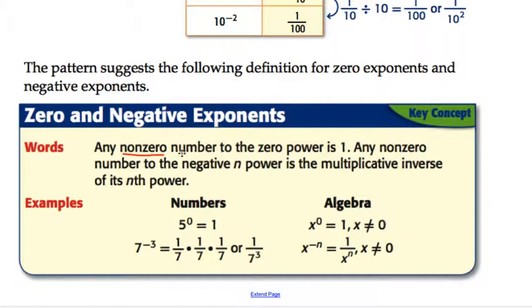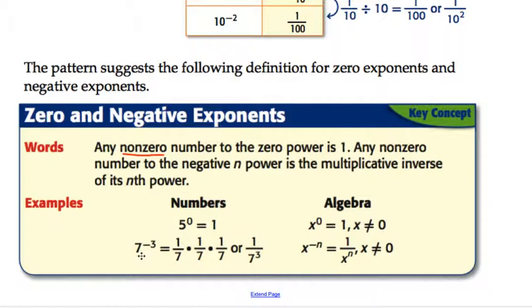The other thing that's interesting here is any non-zero number to the negative n power. So x is just a number, and if it has a negative exponent, that's just equal to 1 over whatever that number is to its positive exponent, where x cannot be 0 because we can't divide by 0.